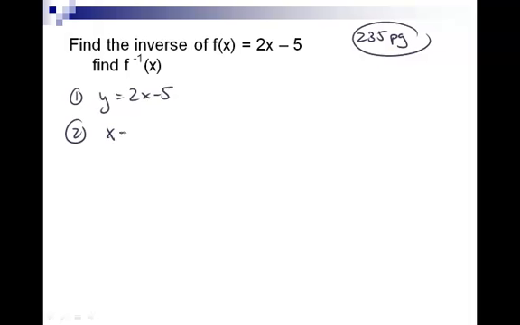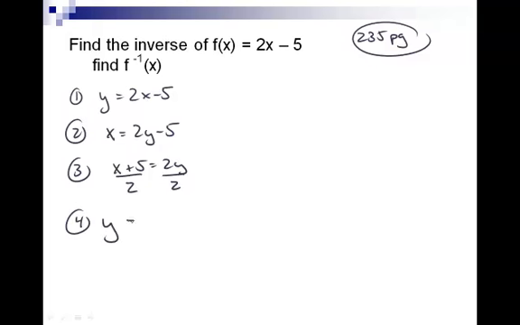Step 2 says to reverse or switch the position of x and y in the function. The third step says I'm going to solve for y, so in this case, add 5 and then divide by 2. And so my final inverse is y equals x plus 5 over 2. And then to write that in inverse function notation, f inverse of x equals x plus 5 over 2.